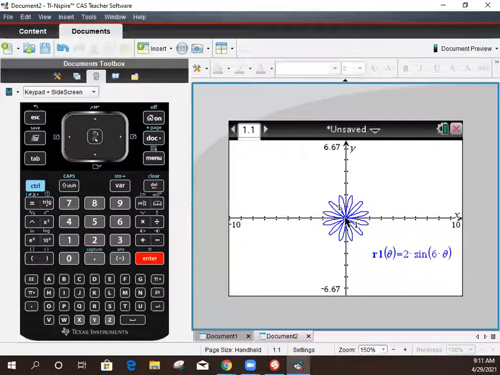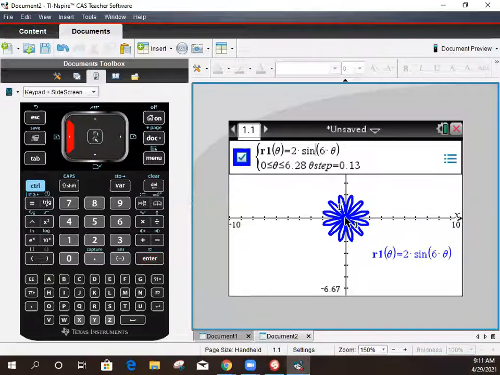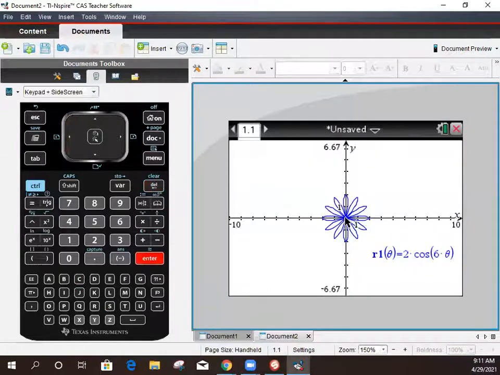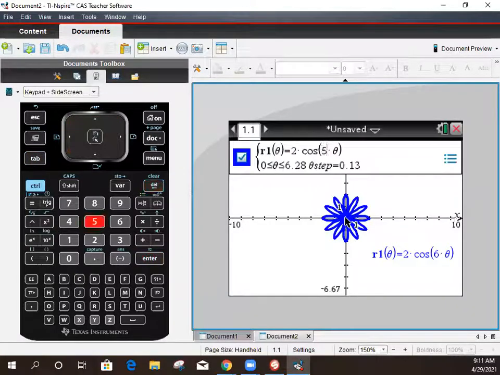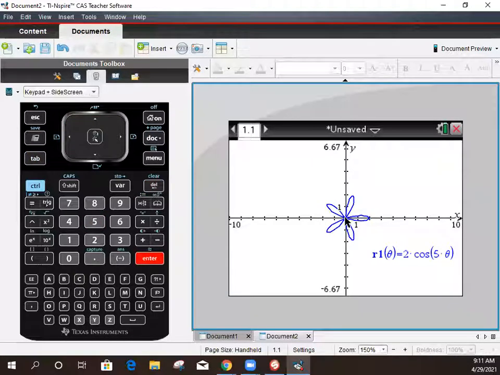So that's kind of the same deal for both of them, whether it's sine or cosine. If n is even, then it's going to be symmetric over both axes. If n is odd, then it's only symmetric over now the x-axis. So it is slightly different. When n is odd, sine is symmetric over the y-axis, or pi over 2. And when it's cosine, if n is odd, it's symmetric over the x-axis.